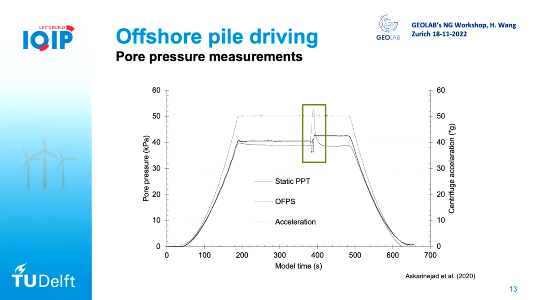There is some difference between the static pore pressure sensor and this optical fiber. This is mainly because you can imagine this whole pile penetration is really a dynamic response. So the response of the pore pressure at the interface is really fast. And at that time, our logging system for this optical fiber is not that fast. So we didn't really capture it, but we already improved the logging system.